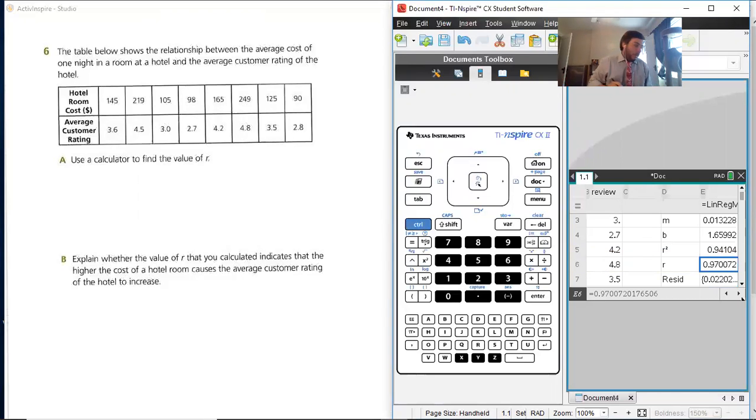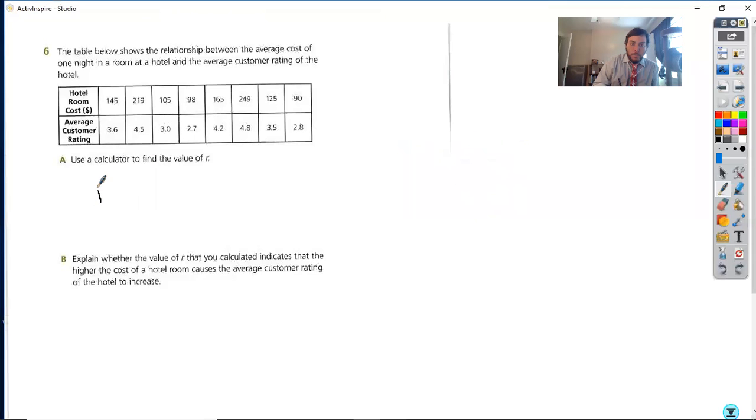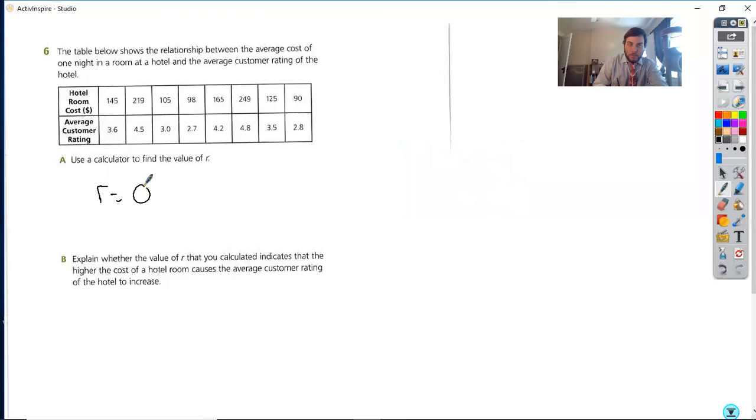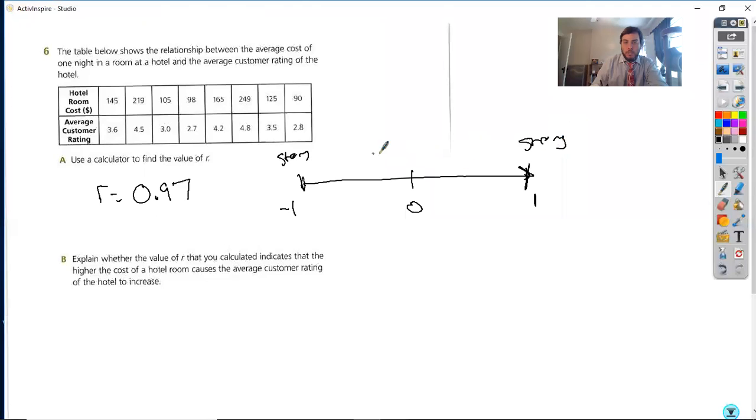It says use a calculator to find the R value here. So we find that the R value is equal to 0.97. This is our correlation coefficient. Remember, on this number line we have 0, +1, and -1. Near the ends it's a strong relationship, and weak in the middle. Here it's negative, here it's positive. This 0.97 is pretty much at 1, all the way down here. So it's a very strong positive relationship.